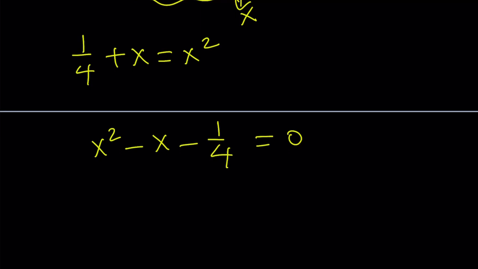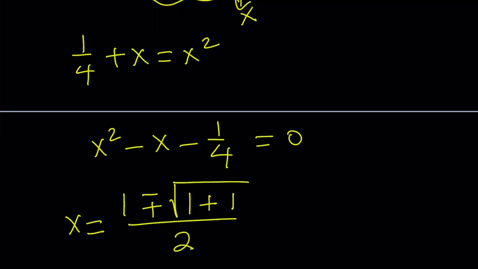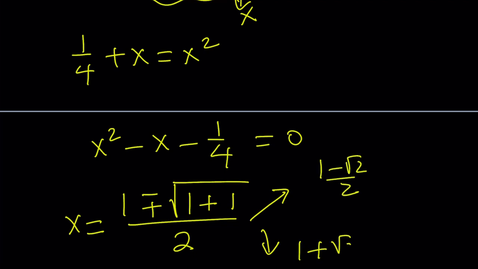Now it's not easily factorable, but you can go ahead and use the quadratic formula. The quadratic formula tells us negative b plus or minus the square root of b squared, which is 1, minus 4 times 1 times 1/4, which is 1, divided by 2. This is going to give us two solutions: either 1 minus root 2 over 2 or 1 plus root 2 over 2.